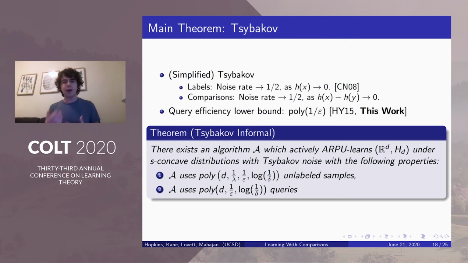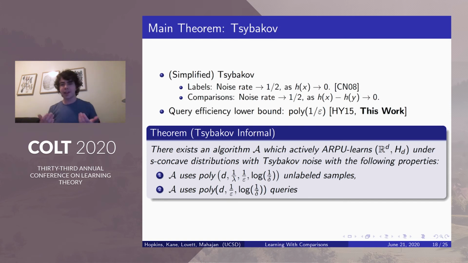Okay, so the second model we look at is something that we call simplified Tsybakov noise, and the idea here is just that the boundedness of Massart noise is a little unrealistic. As you approach the decision boundary, as you approach the break between plus and minus, you would expect that the noise rate in your label would go to 1/2. And similarly, this is easily extended to comparisons. As you hand a doctor two images that look arbitrarily similar, you would expect the error rate on comparisons to go to about 1/2. So this is a much harder model, and we know that there are query lower bounds of poly 1 over epsilon, both just for labels in prior work, and we proved this for comparisons in our work.